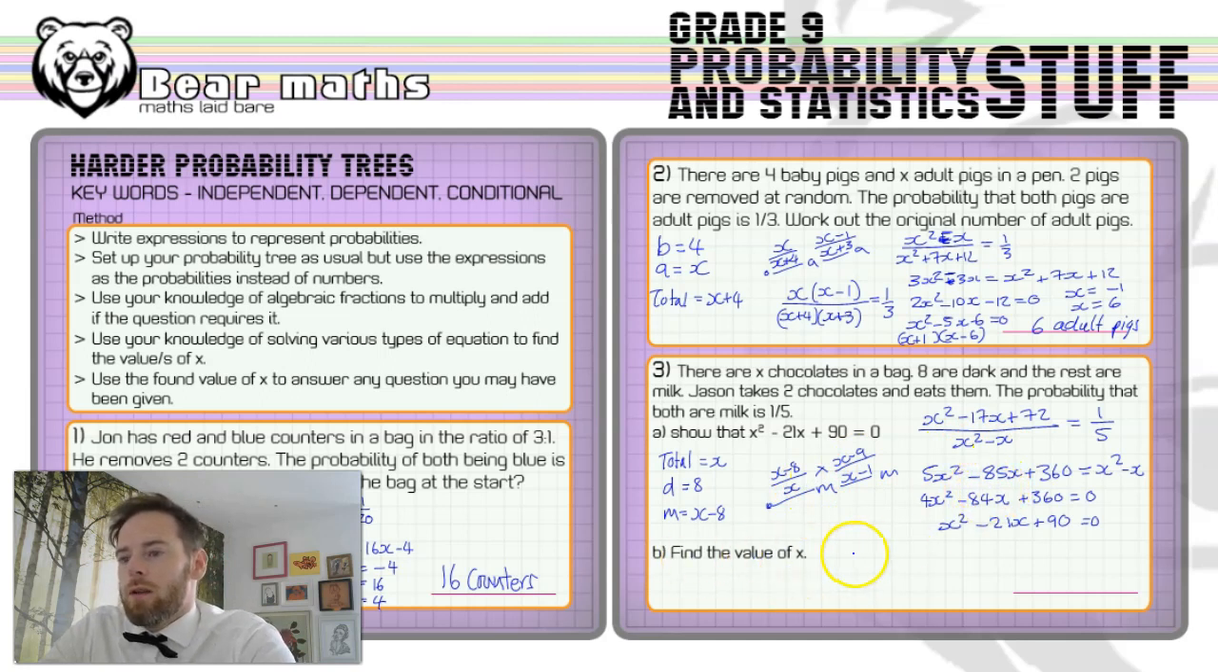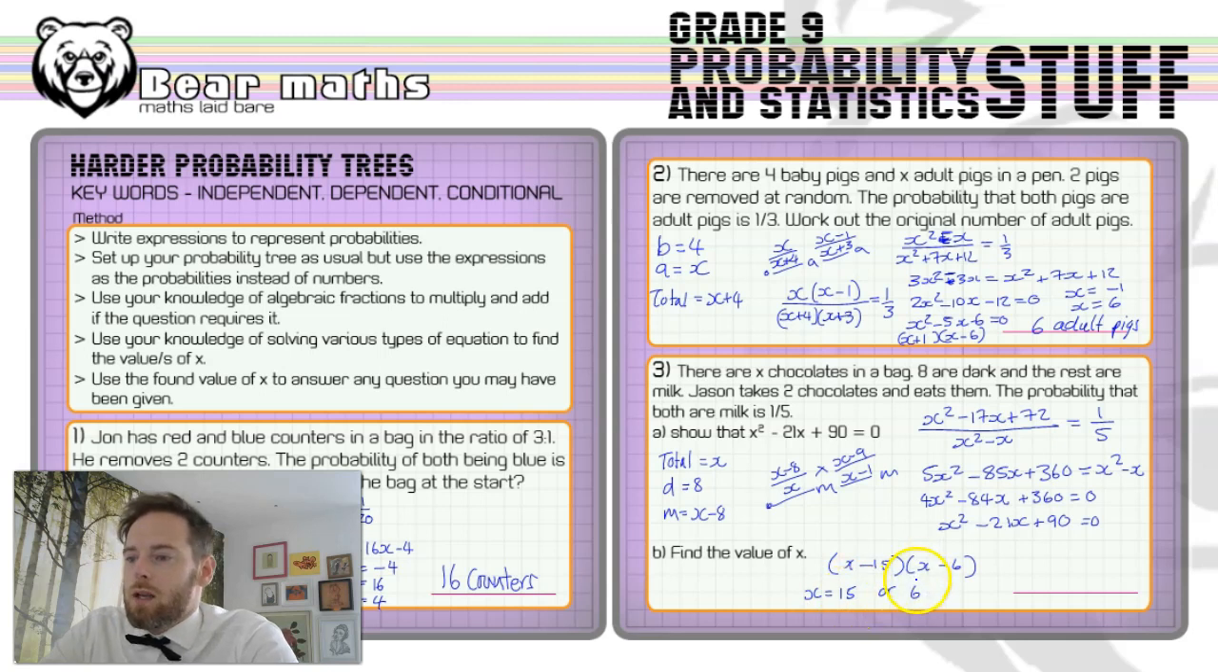Alright, now we've got to find the value of x. All we've got to do is factorize that quadratic. So we pop in our double brackets, we think of the factors of 90 that add to make minus 21. They're both going to be negative because it's 15 and 6. So minus 15 and minus 6 are the numbers. So we've got x equals either 15 or 6.